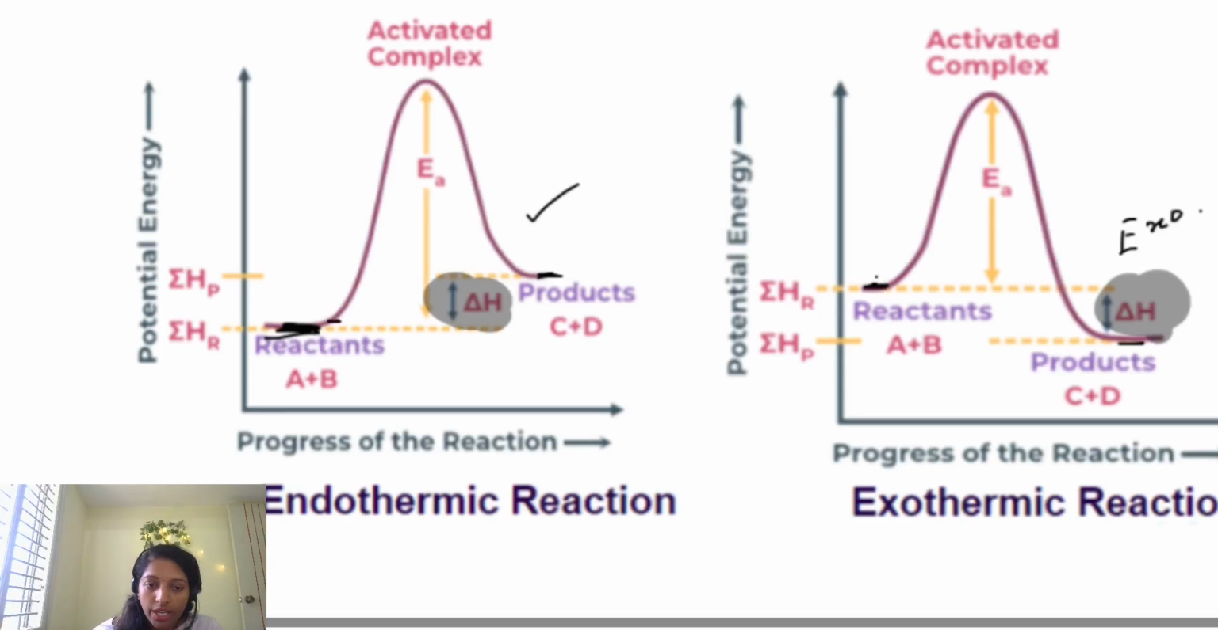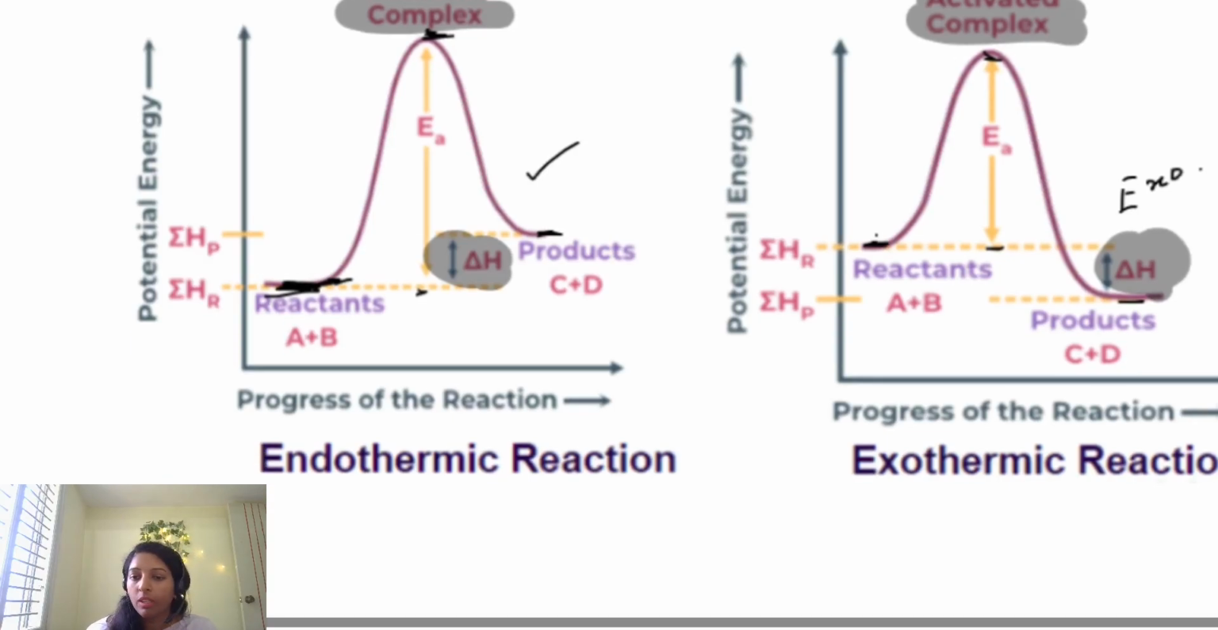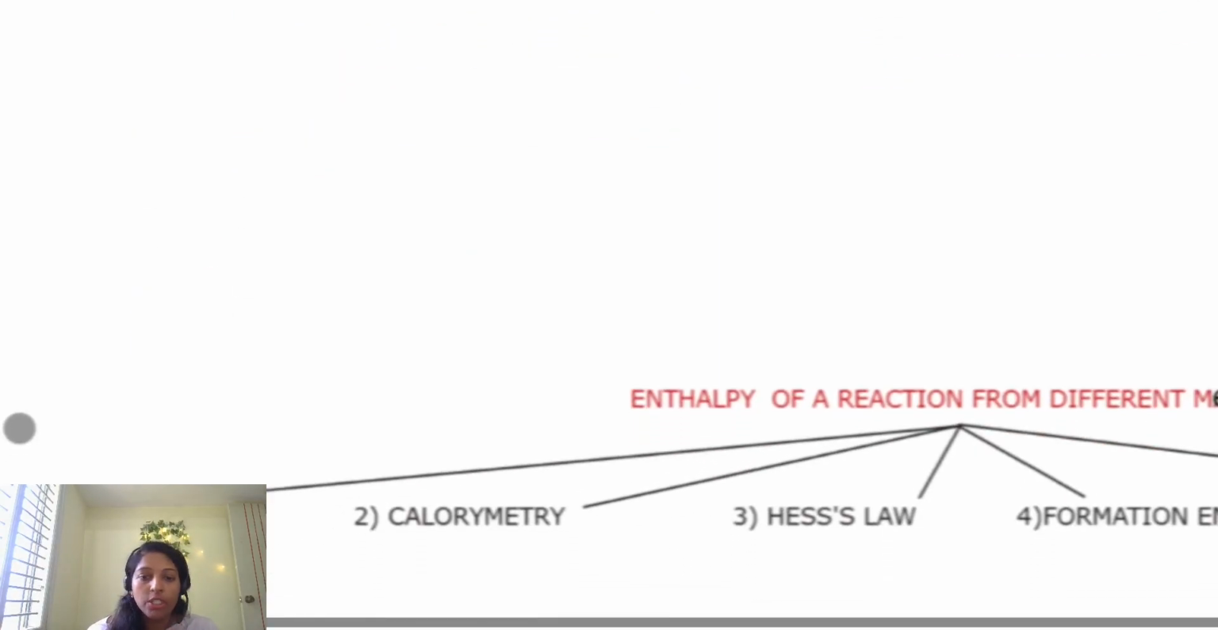So for the first one, reactant to product, this is the activation energy. For the second one, also reactant to product, this is the activation energy. Okay, so that unstable thing is what we call the activated complex. Without the activated complex, we can't get the product. So that's the potential energy diagram.